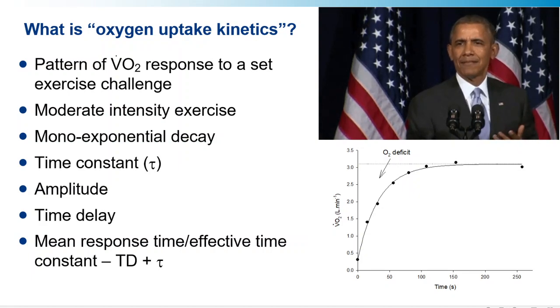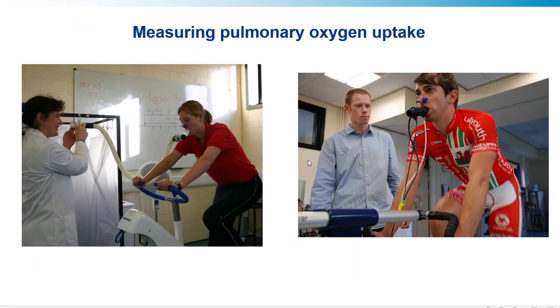plus the time constant. The reason that's useful is not only is it another measure of the speed of the oxygen uptake response, but if you multiply this value, the time delay plus the time constant measured in minutes, by the amplitude, that gives you a measure of the oxygen deficit without having to do any integration or anything like that. A simple calculation will give you an approximate value for the oxygen deficit, which is obviously this area here. How do we go about measuring all of this stuff?